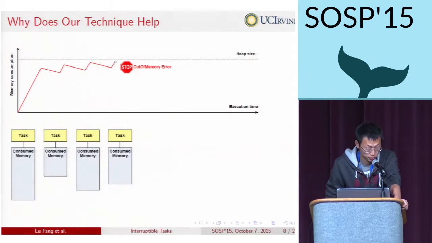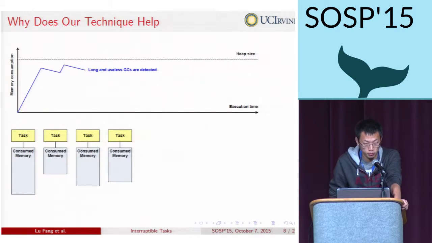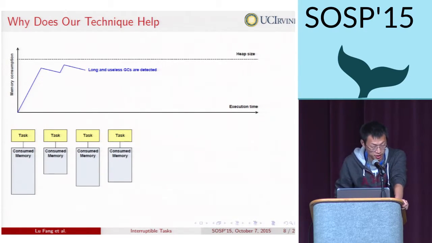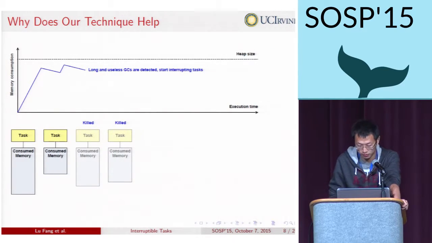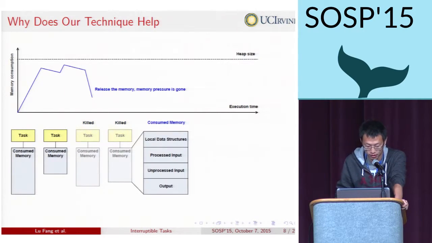And at the end, the program will crash because of an out of memory error. With the help of our technique, when we detect memory pressure, that means we see quite a few long and usually garbage collections, then we will start terminating the tasks. And when a task is terminated, we can have more memory for the remaining tasks.